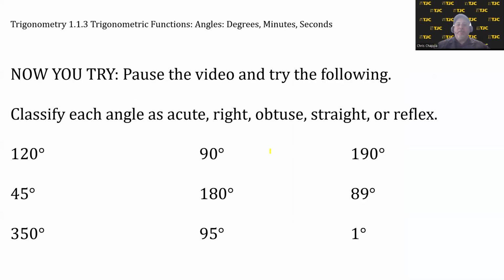Now you try. Pause the video and try the following. Classify each angle as acute, right, obtuse, straight, or reflex. If you haven't paused the video and don't want to see the answers, then you need to pause it because here come the answers.